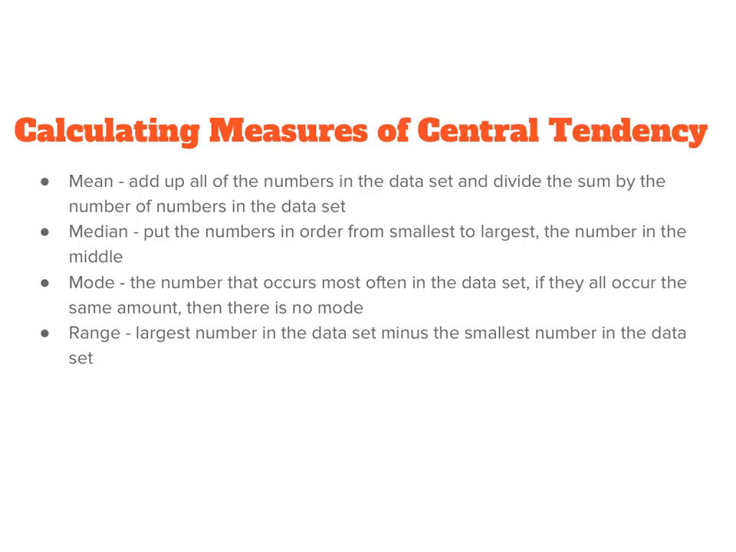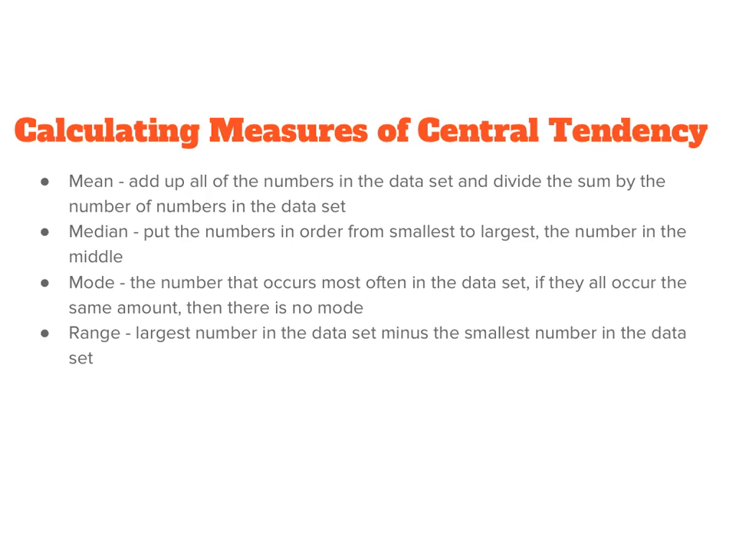So how do we calculate these measures of central tendency? To find the mean, we add up all the numbers in the data set and then divide that sum by the number of values that we have in the data set. For the median, we put the numbers in order from smallest to largest, and we choose the number in the middle, or the average of the two numbers in the middle, depending on how many values we have.